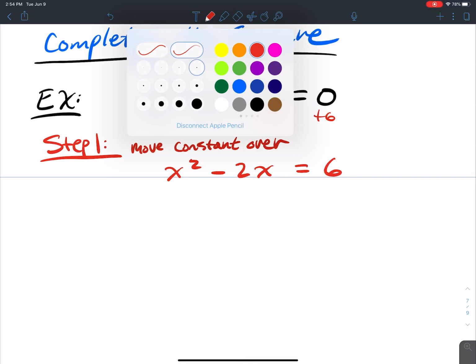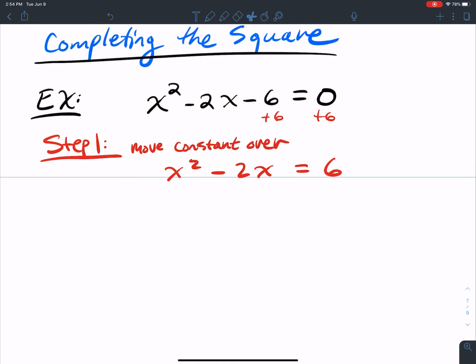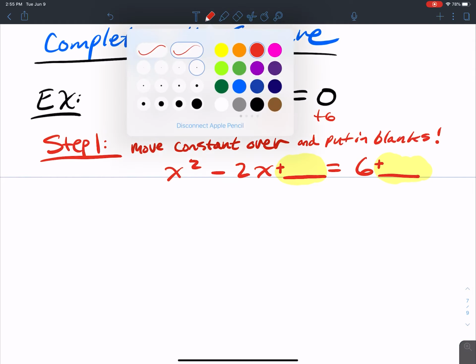Once I do that, I'm going to take a blank here, and I'm going to do the same thing over here. The reason I'm doing this is so I know if I add something on one side, I add it to the other side. Now just hang on with me for a second. So move the constant over and put in blanks.